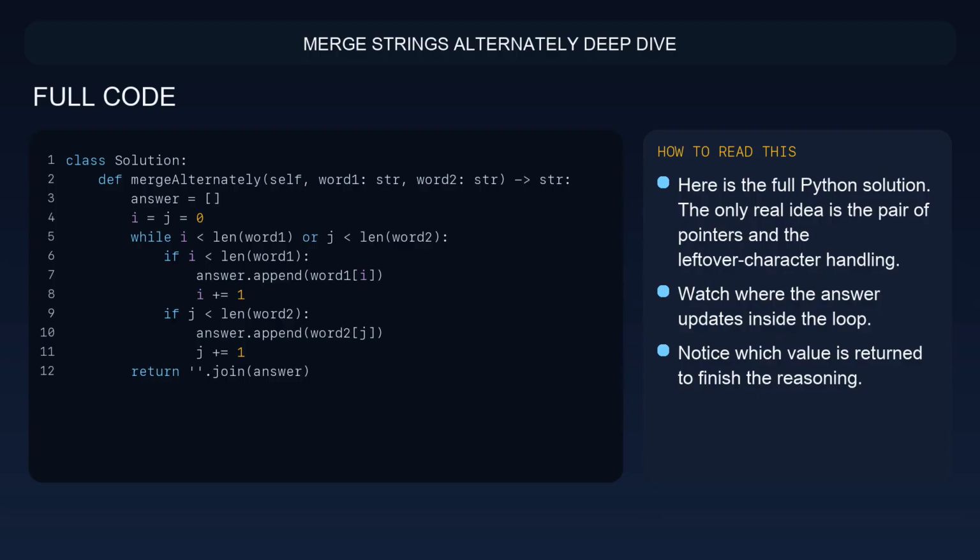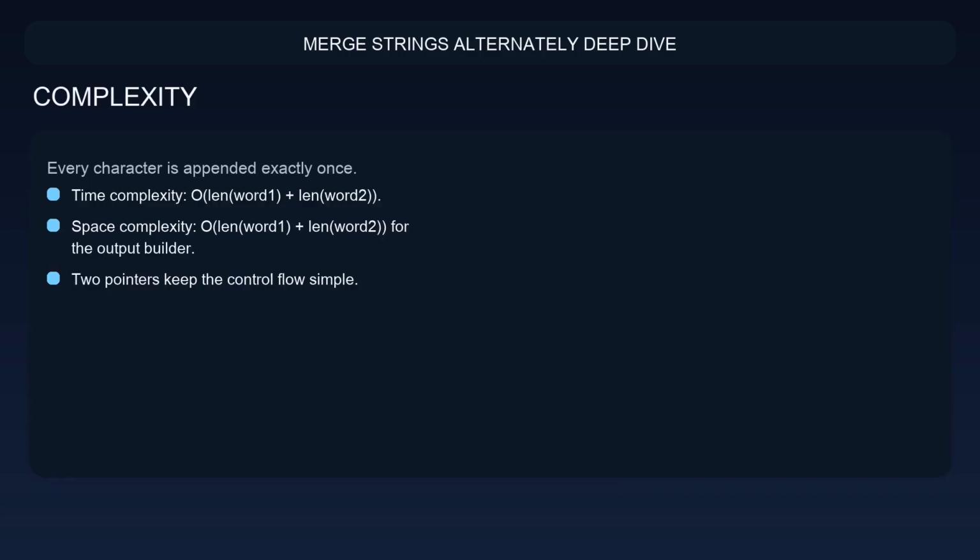Here is the full Python solution. The only real idea is the pair of pointers and the leftover character handling. In the code, focus on two checkpoints. Watch where the answer updates inside the loop. Then notice which value is returned to finish the reasoning.